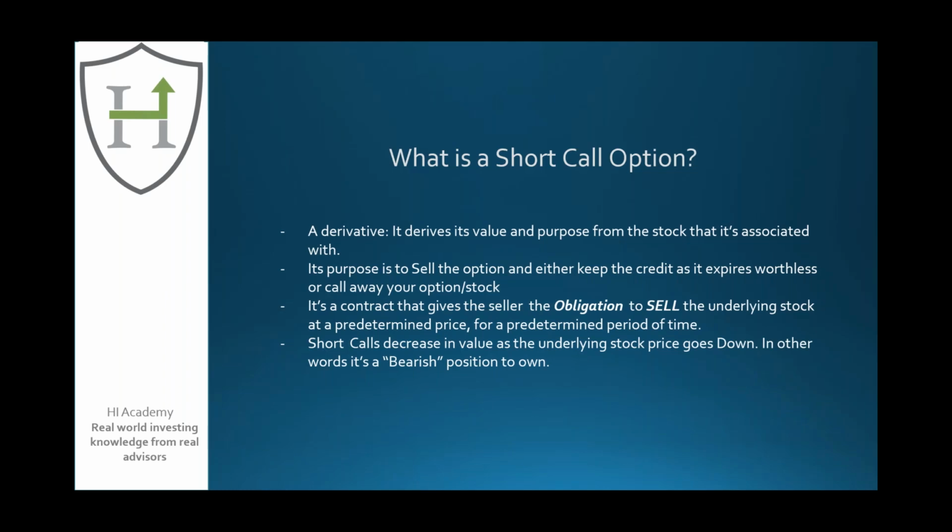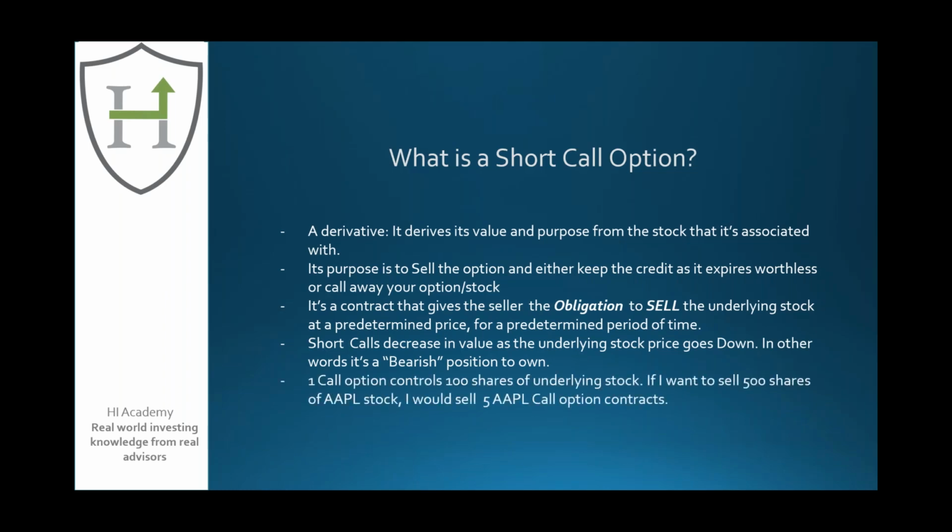So as you saw, the word is decrease in value. If someone gave you $1,000 and it decreased in value or expired worthless, that means that $1,000 is yours. Sometimes you might get a $1,000 credit, and after $500 of it evaporates, you might buy it back for $500. Sell something for $1,000, buy that same thing back for $500, you make $500. It's a bearish position that makes money in bearish markets. Remember, one call option controls 100 shares.